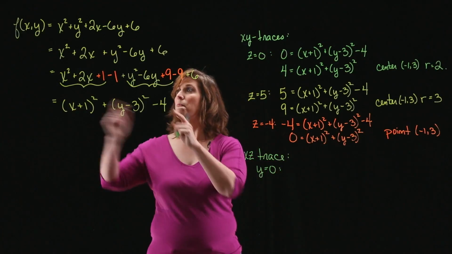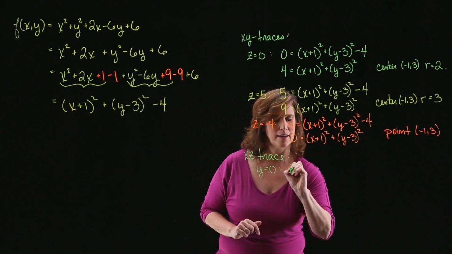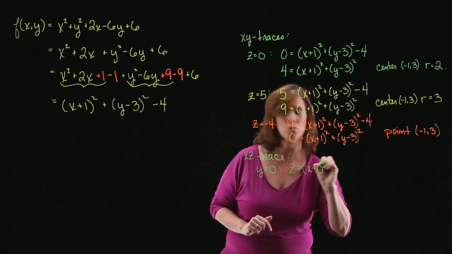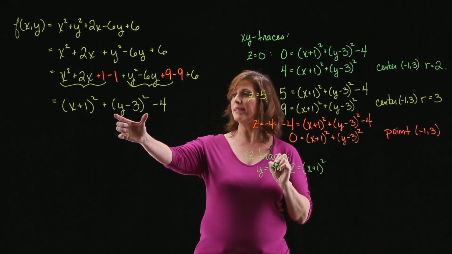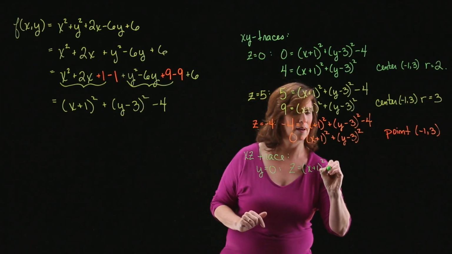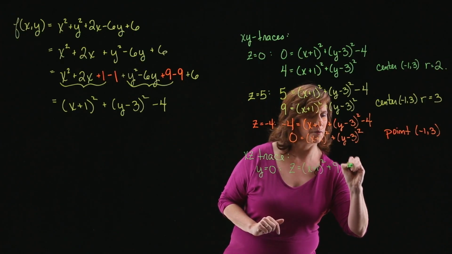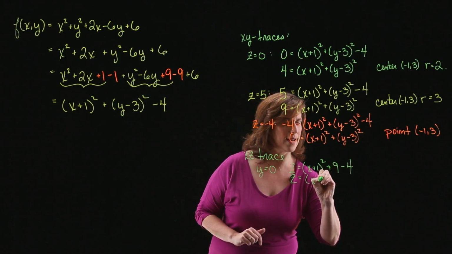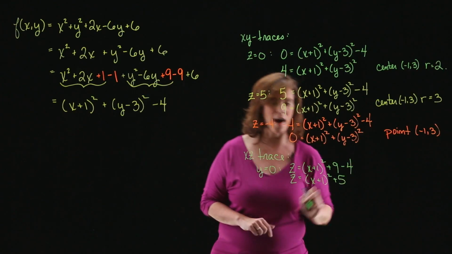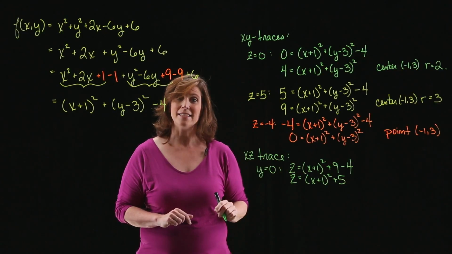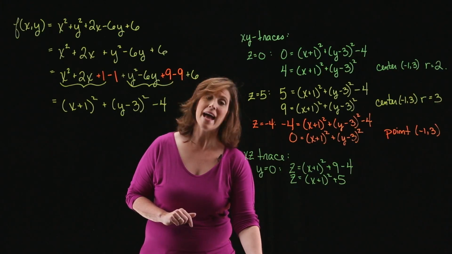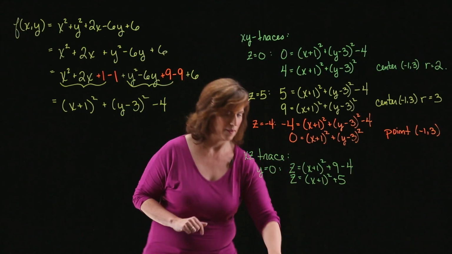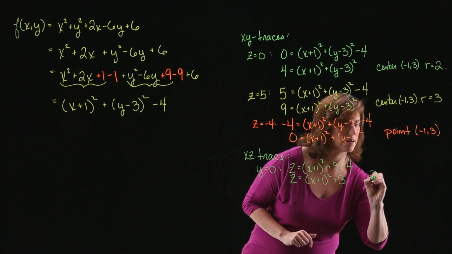So when y equals 0, my function looks like z equals the quantity x plus 1 squared, and when y is 0, this will be a 9 minus 4. Okay? So this is z equals the quantity x plus 1 squared plus 5. Hopefully you recognize that as a parabola. So in the xz plane, or parallel to the xz plane, I'm going to have a parabola. Okay, so this is a parabola.